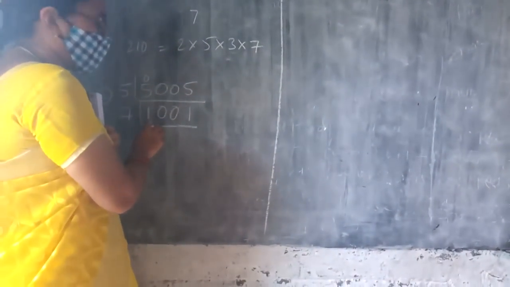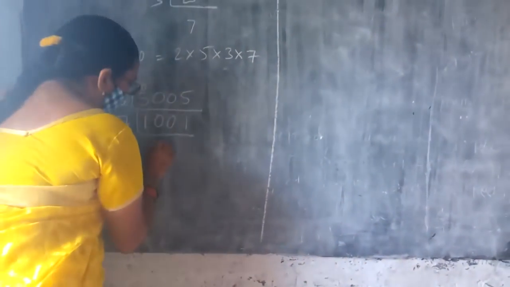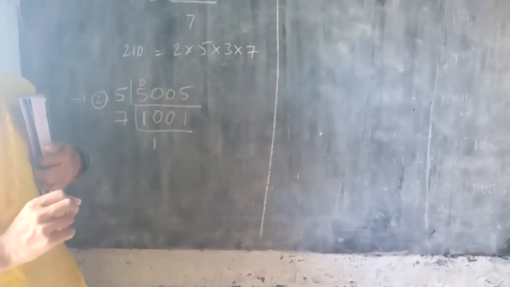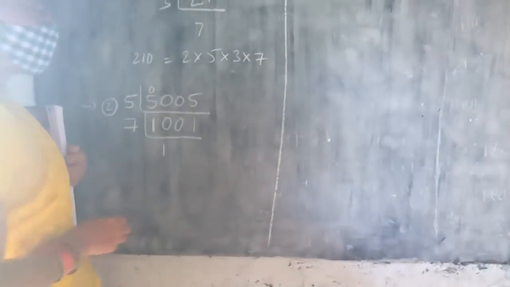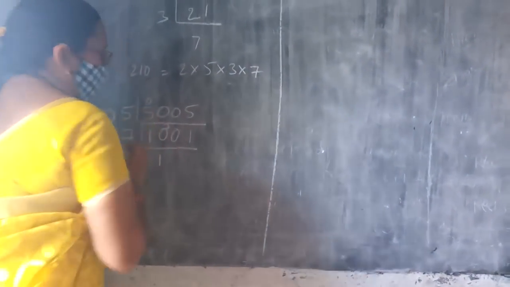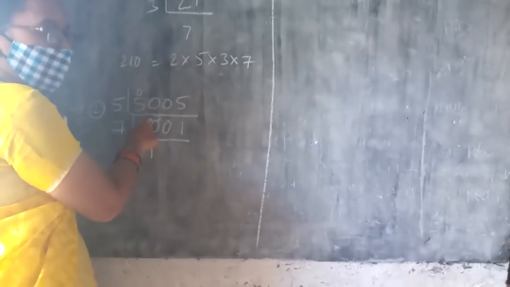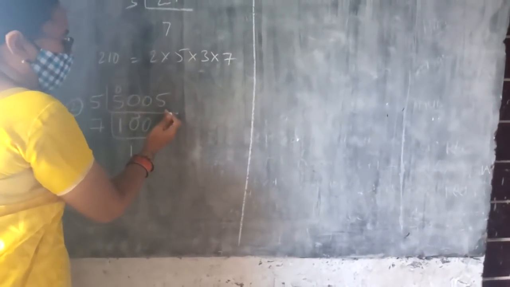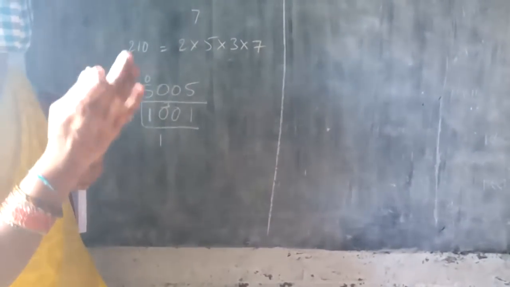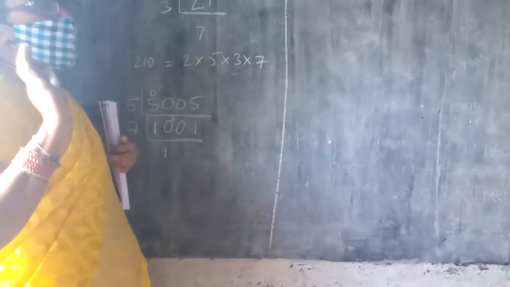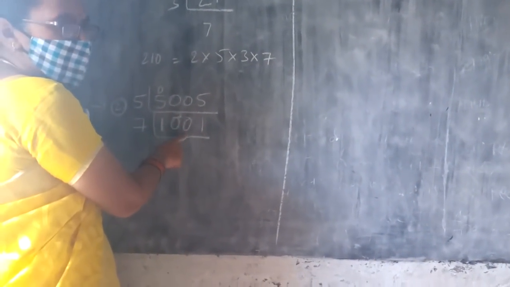See, how many times is it divisible? In 10, 1 time. 7 ones are 7. So we subtract 7 from 10. We got the remainder 3. Okay, 3 means 30. Why is it 30? The place values move from right to left and increase 10 times. Already we know this from earlier classes. Okay, 3 means 30. 30 plus 0.